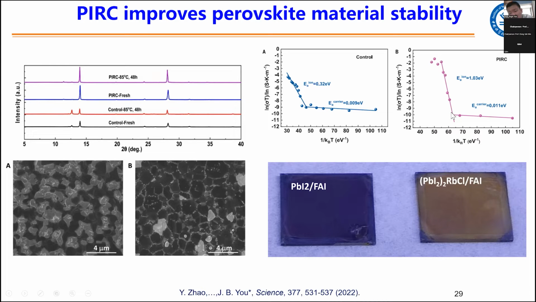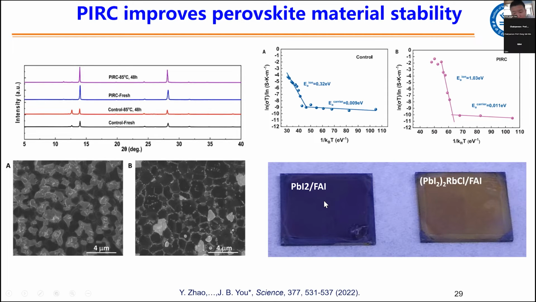Why? We have a simple picture to explain these results. For example, when we deposit FAI on the PbI2 surface without any heating, we can naturally convert it partially into the perovskite material. However, if we deposit FA on this secondary phase, it cannot easily convert to the black phase of the perovskite.